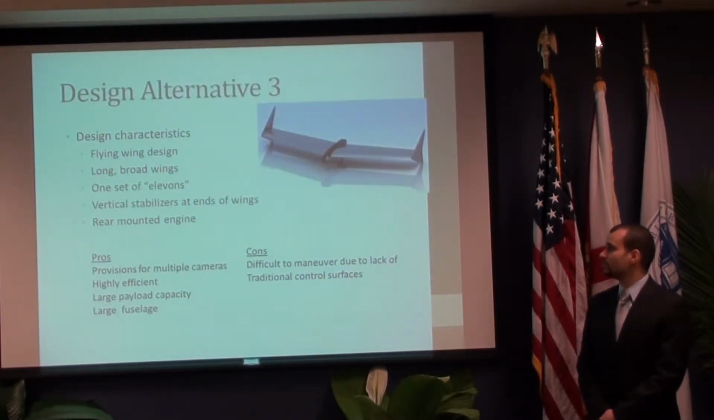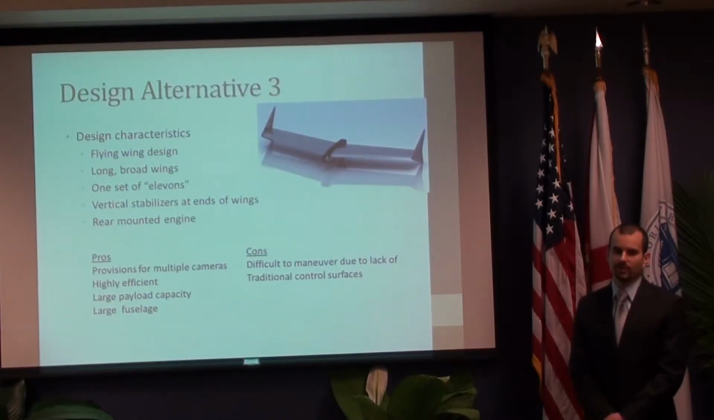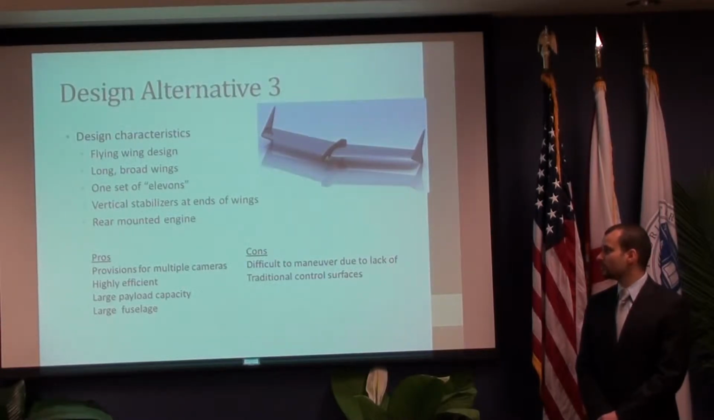The third design alternative was a flying wing or delta wing type plane. This design features long, broad wings and one set of combination elevators and ailerons, or elevons as they're commonly known, on each wing, and vertical stabilizers also at the end of each wing, and a rear-mounted engine. The pros to this design were that it actually has provisions for several cameras, including a front-facing and an oblique front-facing camera, high efficiency, a large payload capacity, and a large fuselage. The major con to this design was that due to its design and its lack of traditional control surfaces, they're traditionally less stable.